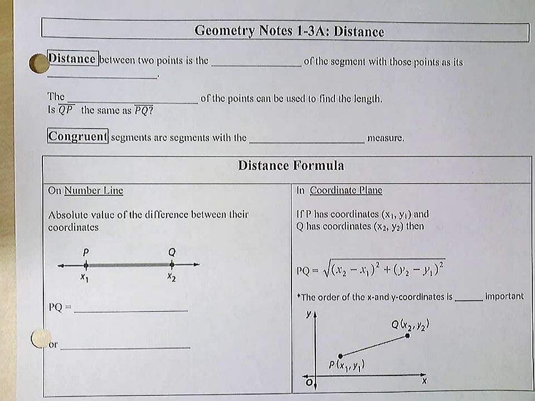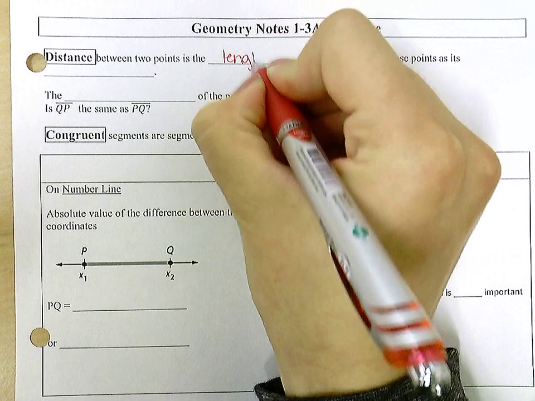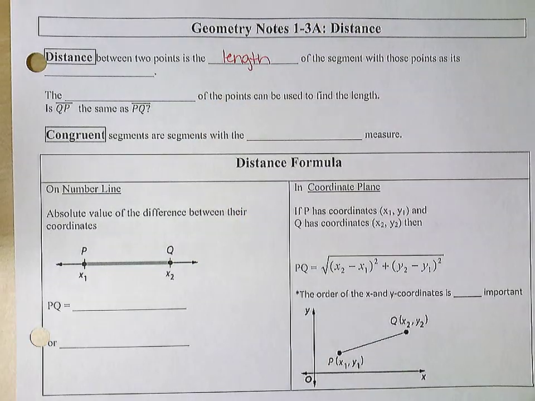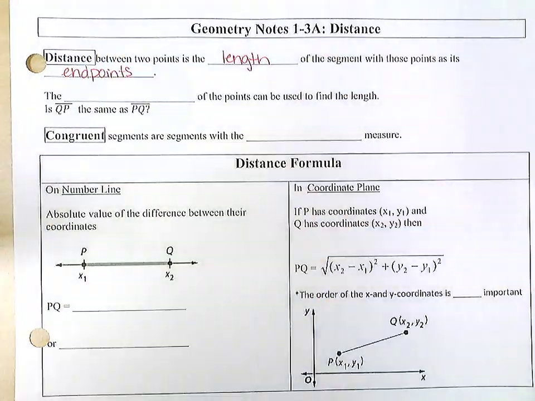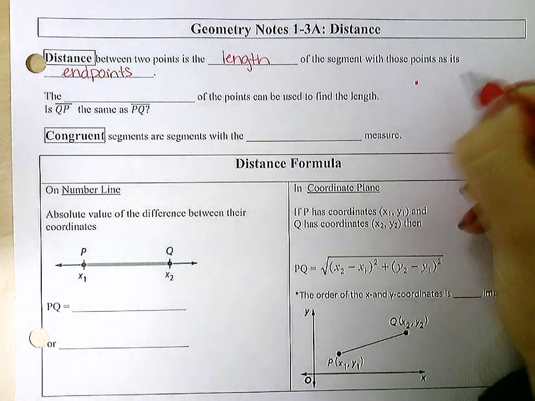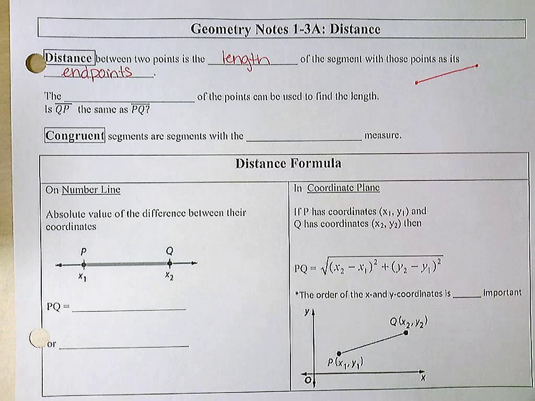plane. So distance between two different points. The distance between 2 points is the length of the segment with those points as its endpoints. Okay, so you have your segment with endpoints here. Our distance is the distance between those two endpoints. Okay, it's that length between those two endpoints.